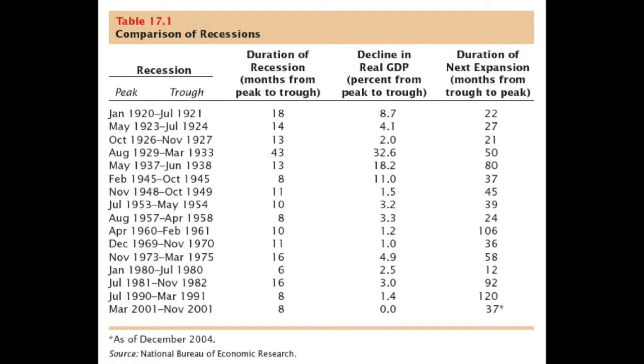Here is a list that compares the recessions in the US economy from 1920 to 2001. The shortest period of recession in US history was between July 1990 and March of 1991. It was followed by the longest period of expansion in United States history, 120 months. The longest recession since the 1920s was during the Great Depression, when the economy was in recession for 43 months.